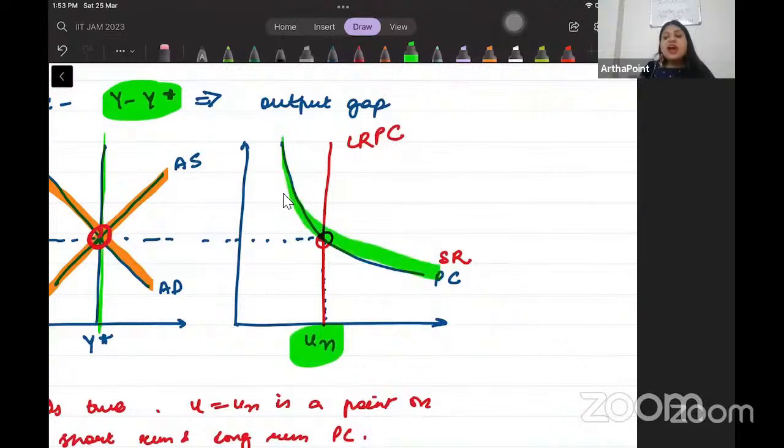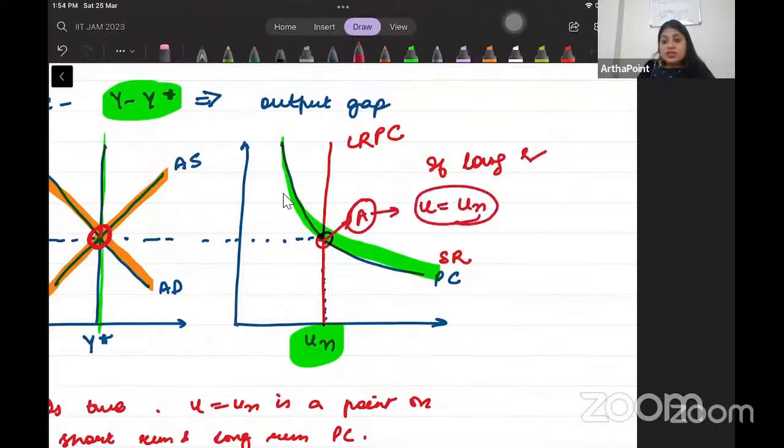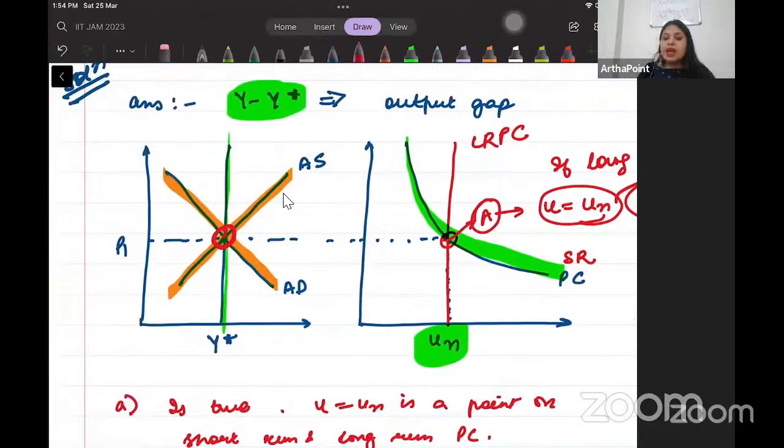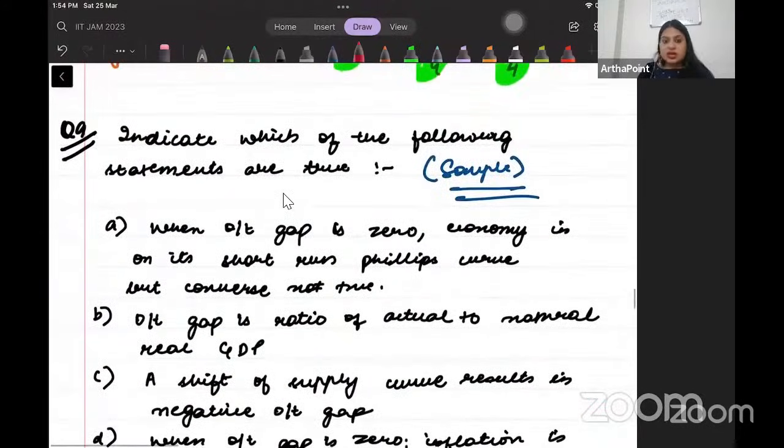Now, we understand that if it is long run, then I am at point A. And this A represents that I have natural level of unemployment. That means I do not have any additional unemployment. I'm at full employment level. My output is also at full employment level. So if that is the case, that my output is at full employment level, what should be the answer to this? It is correct. Output gap is 0. That means I'm in the long run.